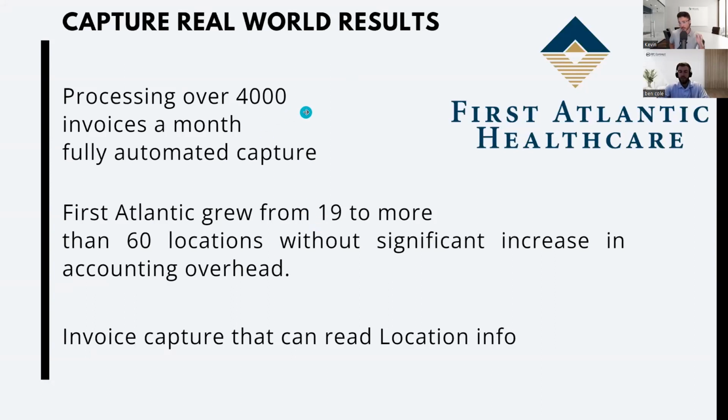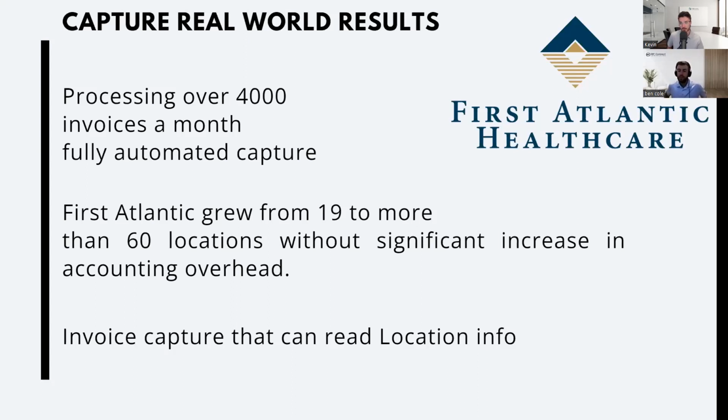So as it stands today, they're processing 4,000 invoices a month, which if you've ever keyed an invoice into an ERP system, whether that's Business Central or GP, that's a lot of work on its own. 4,000 a month is pretty much a full-time job, and they've been able to fully automate that capture process using our Fidesic capture, and they've been able to grow from 19 up to 60 locations, which for me, growth without having to add increased staff is a sign that you have actually fixed something, you have actually made improvements to your process.